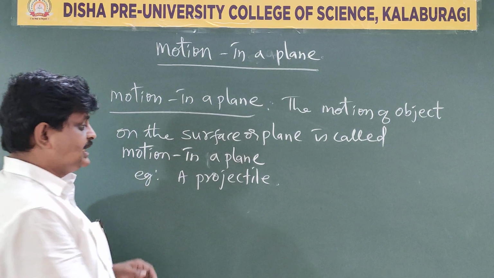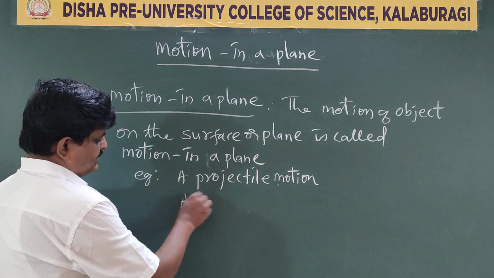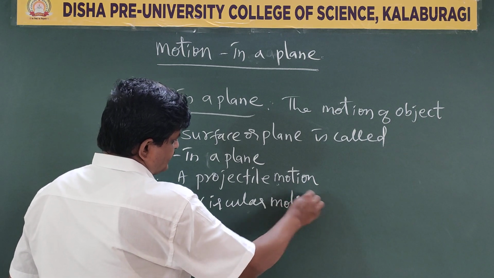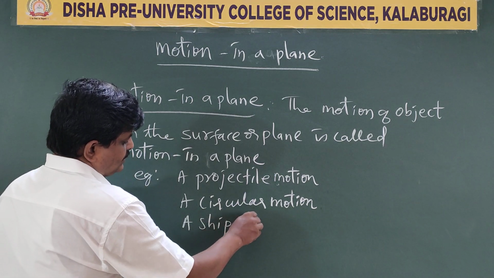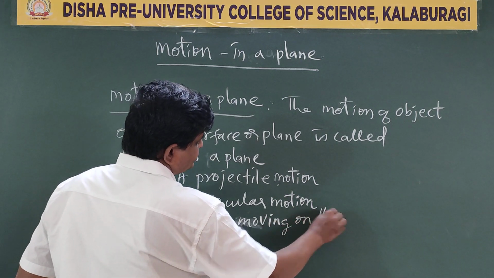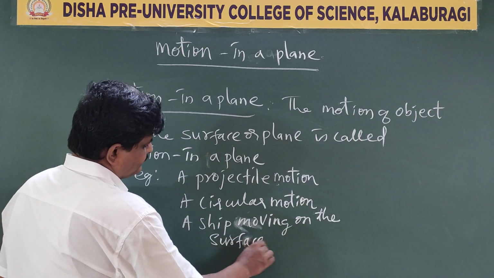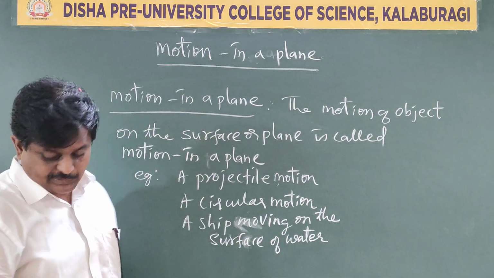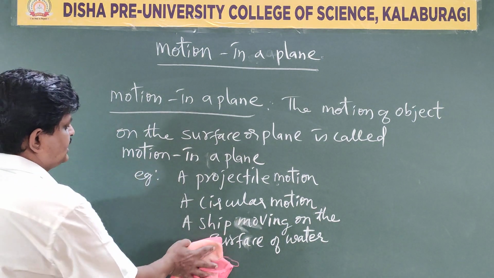Who will describe a projectile motion, please? A missile, a projectile motion, a circular motion. These are two-dimensional motion examples. Circular motion, or a ship moving on the surface of water. Okay, these are examples for motion in two dimensions, or simply motion in a plane.